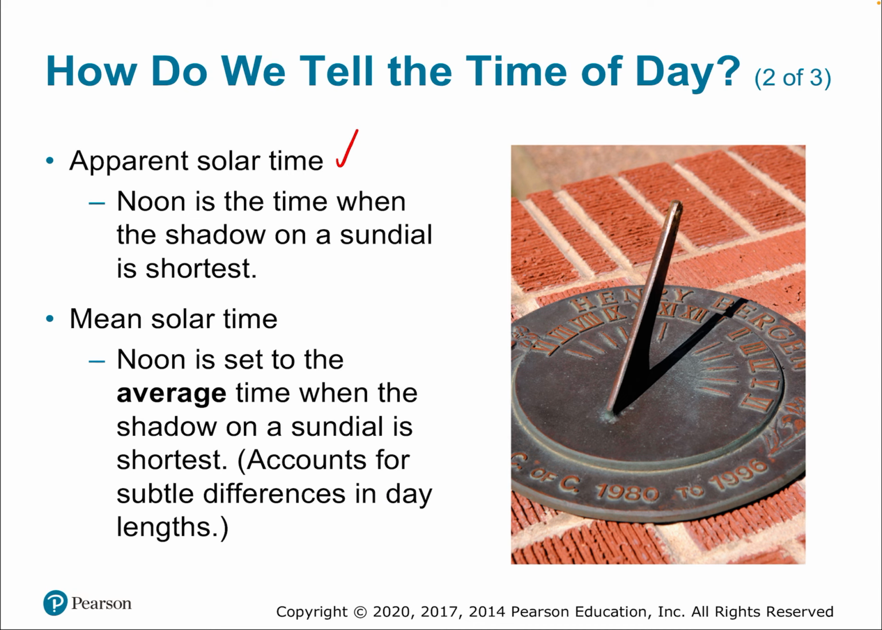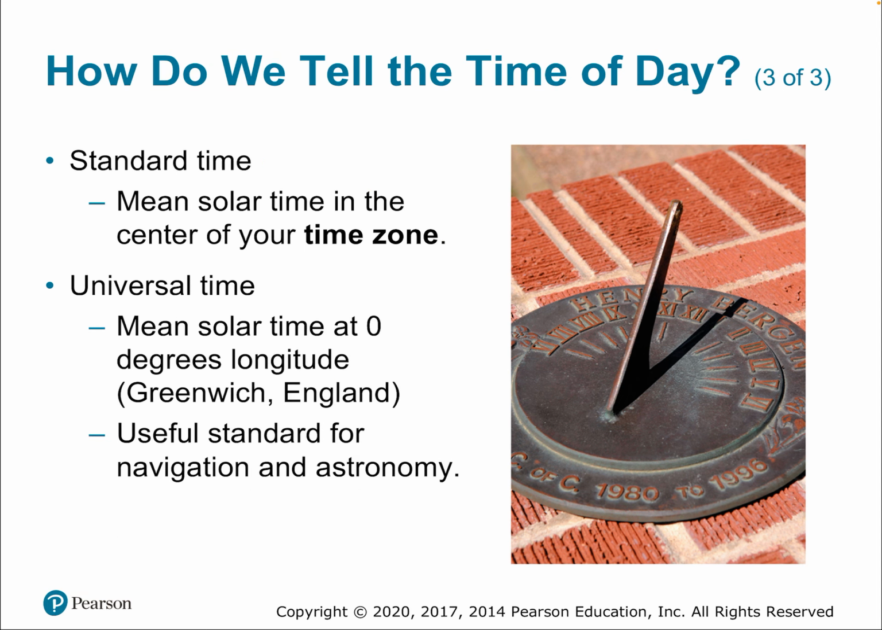On the other hand, mean solar time is where noon is set to the average time when the shadow on a sundial is shortest. It accounts for the subtle difference in day lengths. Okay, because there's going to be a change. Right? It's not going to be the same everywhere. Standard time is mean solar time in the center of your time zone. Okay, and you have to have a time zone because obviously not everybody experiences the same time all across Earth. Of course, it's nighttime for one side of the Earth and daytime for the other.